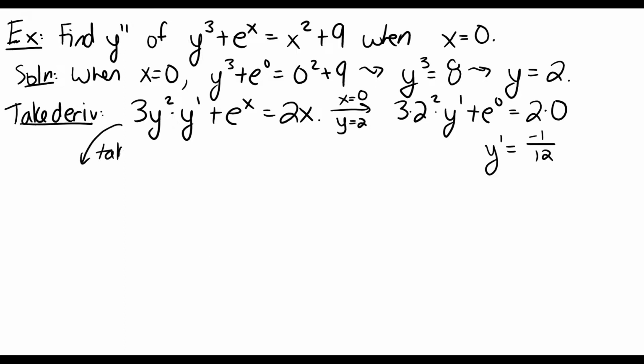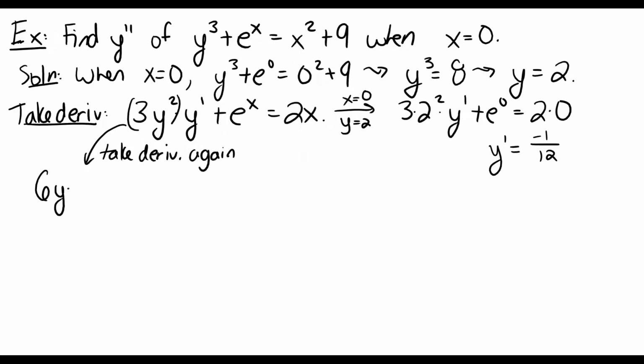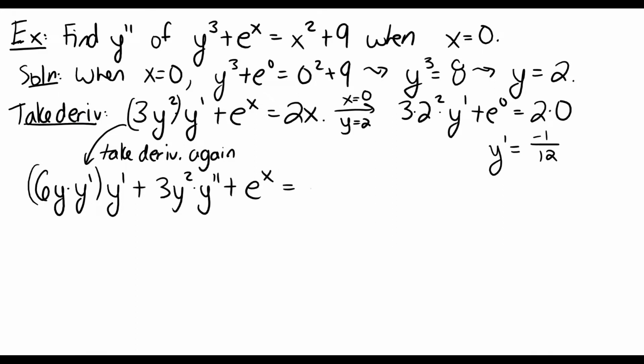Now we find y double prime by doing implicit differentiation again. Treating 3y squared as the first function and y prime as the second, we get 6y times y prime plus 3y squared times y double prime for the first part. Then we take the derivative of e to the x to get e to the x. On the right side, we just take the derivative of 2x to get 2.